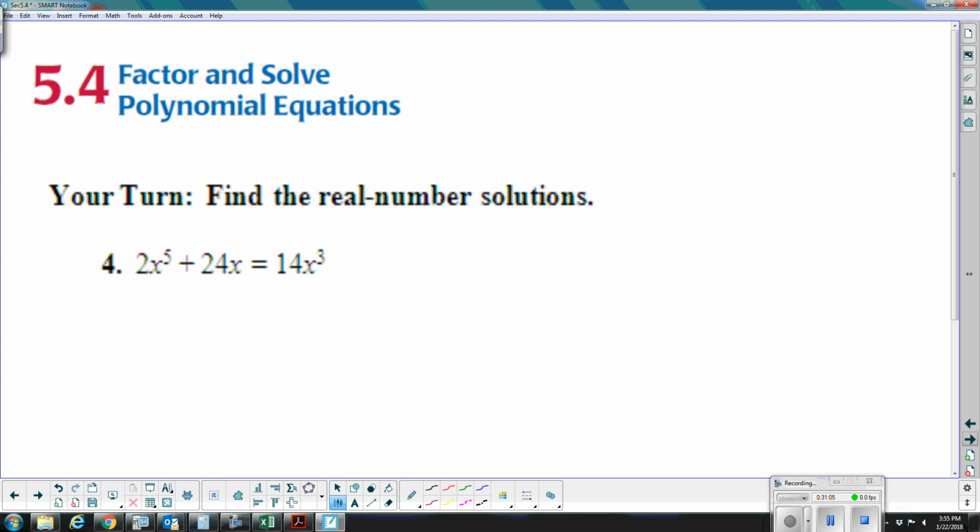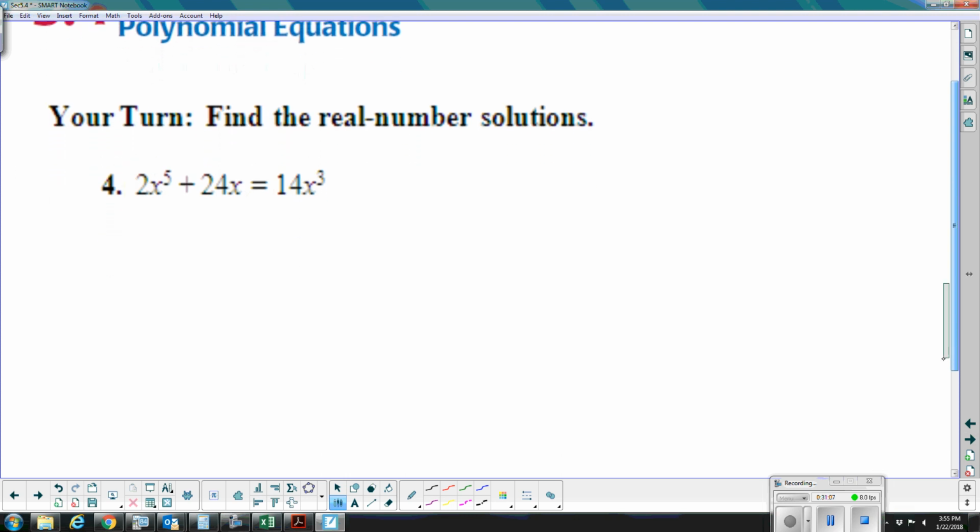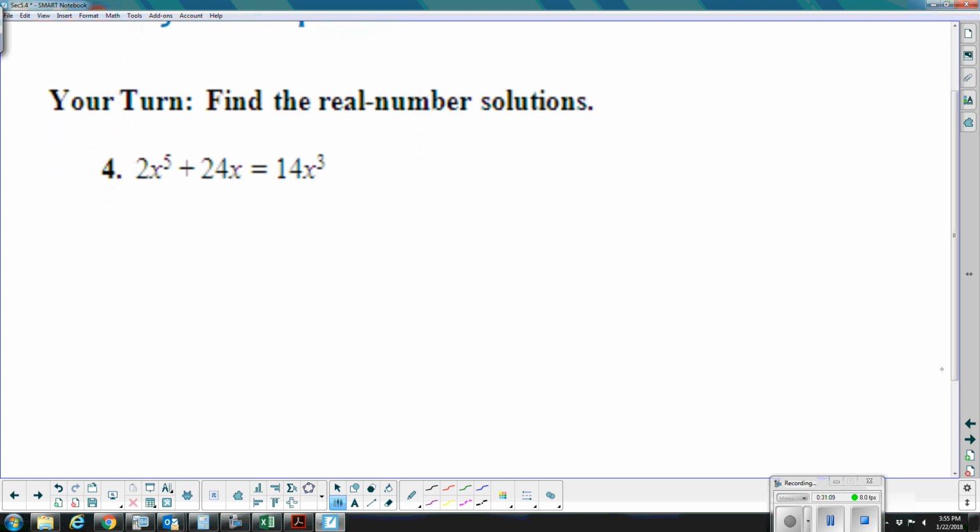Okay, so try this next one on your own. Factor out first any common monomial terms you see. Well, first get it in standard form, and then factor out any common monomial terms you see. Pause while you work, and unpause for the solution.